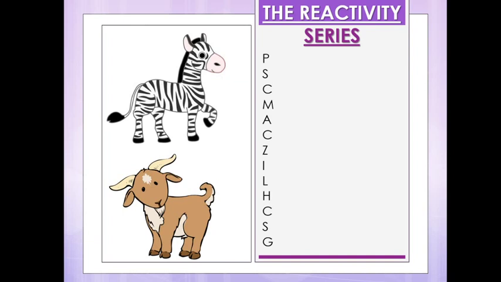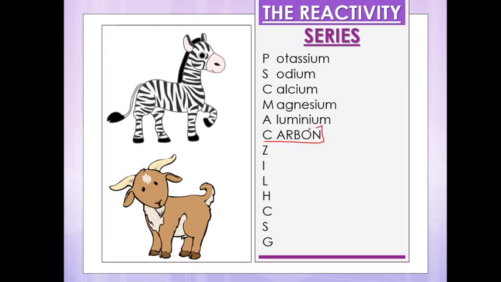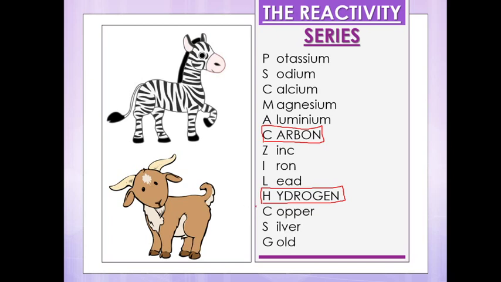So let's have a look. The P, potassium, S for sodium, C for calcium, M for magnesium, A for aluminium. This C here is not a metal. This C here is carbon. So that is a non-metal. Z for zinc, I for iron, L for lead, H for hydrogen, which again it's in bold there because it is a non-metal. This C is for copper, and this S is for silver, and this G is for gold. So that is the reactivity series of the metals.